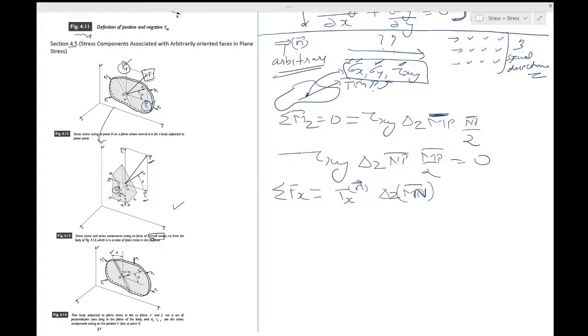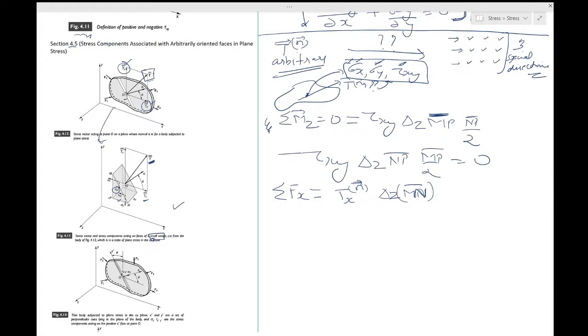One important thing, in the previous one, you didn't take the moment about this because of this force. The reason was that force was passing through O, which is over here at the center. So this O is on this inclined plane. So the point O lies on the inclined plane and passes through Tn, hence you didn't consider that moment. Anyways, so for this is sigma fx.